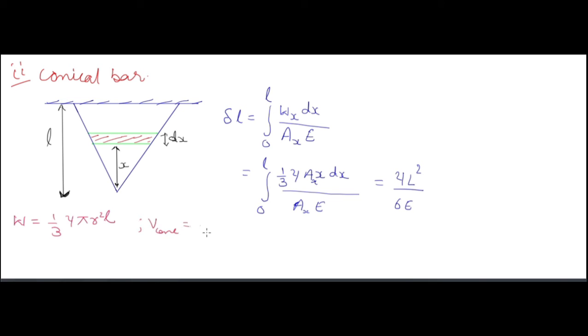Also W is equal to 1 by 3 gamma into pi r square L. So 1 by 3 pi r square L will be the volume of the cone, and volume into weight density will be the weight, because weight density is nothing but weight per unit volume. So gamma into 1 by 3 pi r square L is equal to W, where V cone is equal to 1 by 3 pi r square L. Volume of a cylinder is pi r square L. Okay, just an additional information.